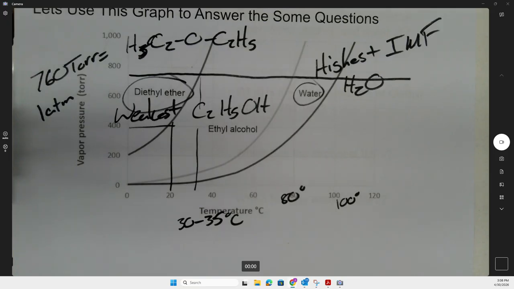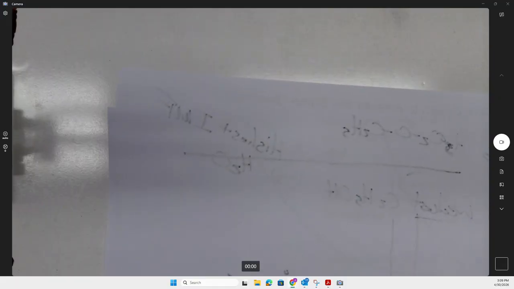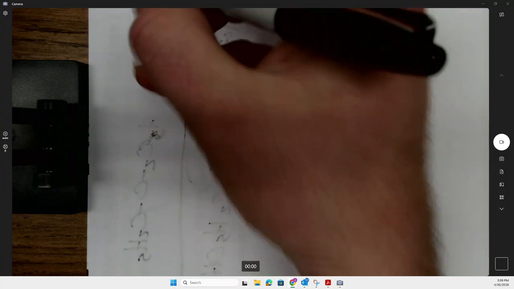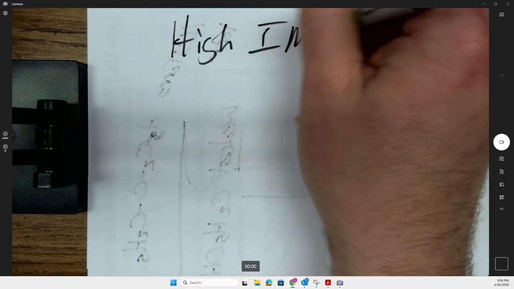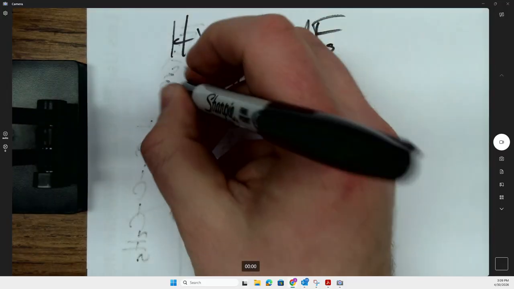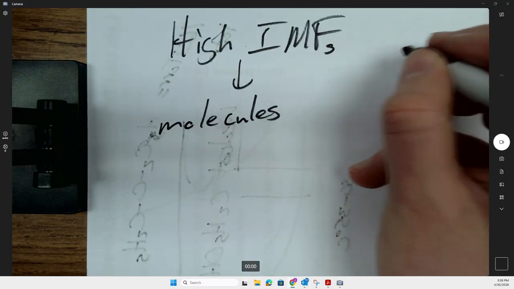Okay. All right. So there's a reason why this is happening, ladies and gentlemen. And I want you to flip your papers over so you can write it down, because it's going to make so much sense when we take a look at it. You're going to be like, wow, Mr. Wiseman, that makes total sense. If something has high intermolecular forces, that means that those molecules are sticking together really hard.